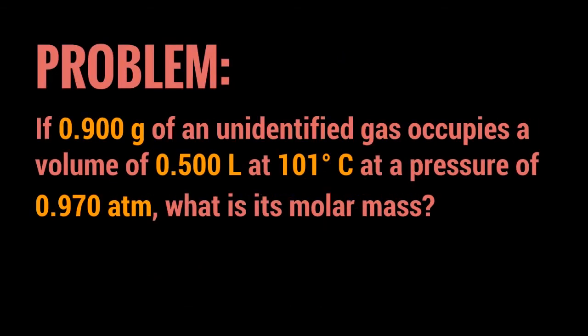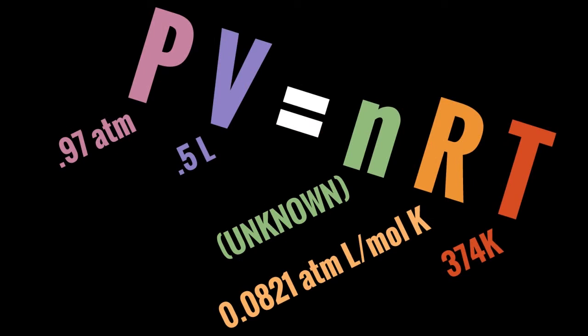Now we have another problem. If 0.900 grams of an unidentified gas occupies a volume of half a liter at 101 degrees Celsius, at a pressure of 0.970 atmospheres, what is the molar mass? All right, so we use the equation from before, PV equals nRT. We have 0.97 atmospheres for our pressure, half a liter for our volume. We don't know the moles. We're trying to find the moles for this equation. We have our ideal gas constant, 0.0821 atmosphere liters per mole Kelvin. We've got our temperature, 374 Kelvin. We got that by adding 273 to our Celsius number, which is 101 degrees.